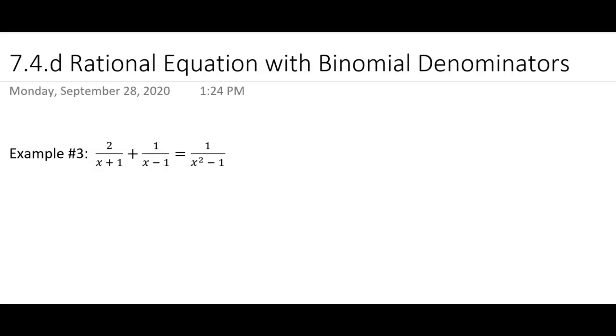So now we have a rational equation with binomial denominators, okay? All right, so the first thing we're going to have to do is factor any denominators that can be factored. Now, in the problems that we've had before, they were already factored. But this time, I have the difference of squares. So I need to recognize that as x plus 1 times x minus 1.